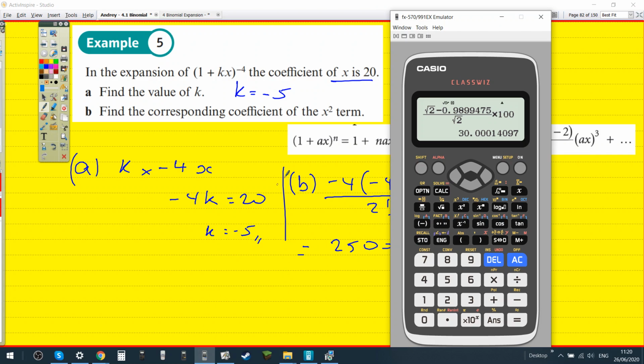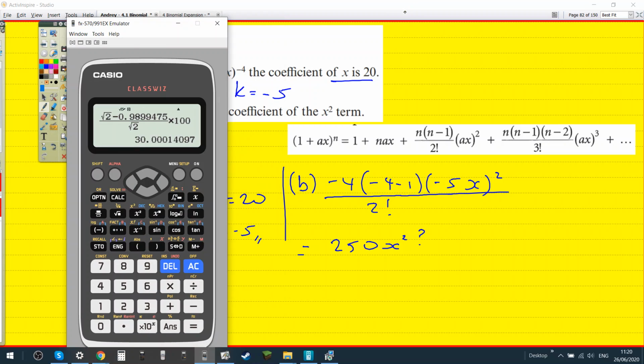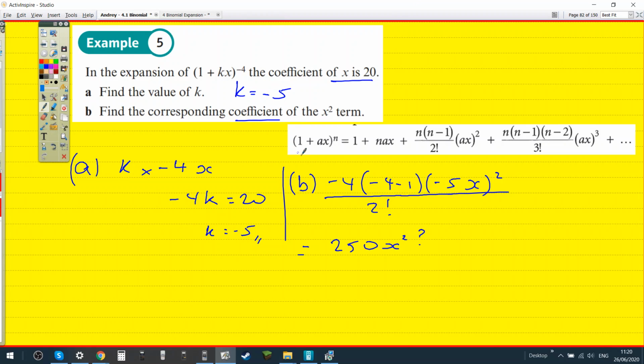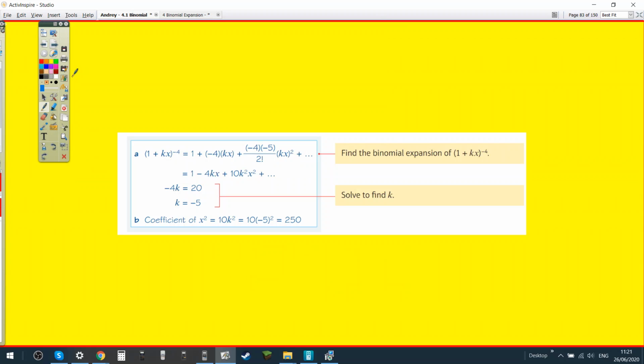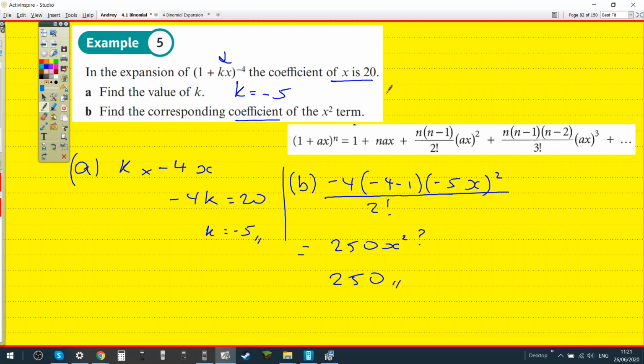That's my guess. Yeah, you're right. Yeah, 250. Okay, so the coefficient of x squared is 250, and the coefficient of x was 20, so k was -5. K is -5, and the coefficient of that one is 250. It's quite common for them to just ask what is the coefficient of x squared or x cubed, so you don't have to do an entire expansion. Any questions there? No.